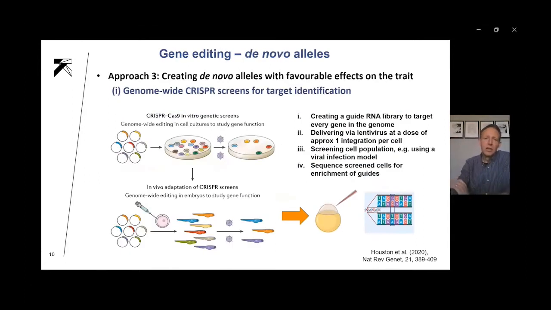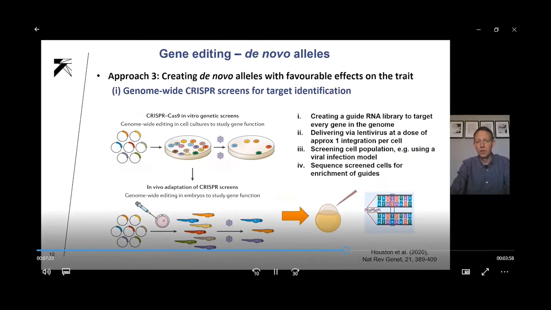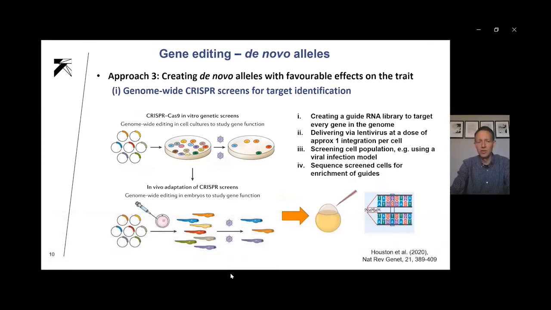The third approach is really not relying on any existing genetic variation that we know about, but creating de novo alleles. This could be used, for example, to identify targets using genome-wide CRISPR screens, which have been established in cell culture in mammalian species.